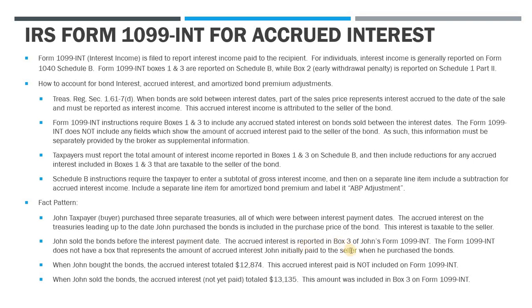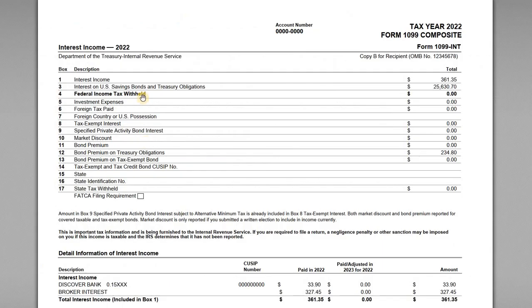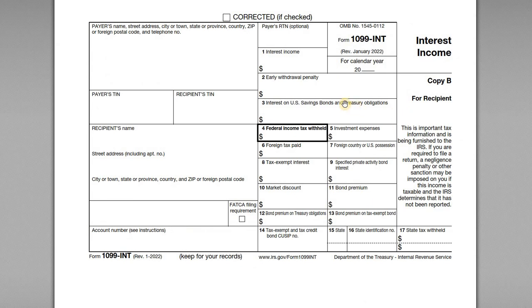Now, the accrued interest reported in box 3 on John's 1099-INT represents the amount of accrued interest when he sold it. And again, the 1099-INT doesn't have a box that shows the amount of accrued interest John paid when he initially bought those bonds. If we look at this standard 1099-INT here, we can see interest income in boxes 1 and 3. Again, this is going to include the accrued interest received when you sell the bond, but there's no box here that shows, when you purchase the bond, how much of the purchase price included the accrued interest.